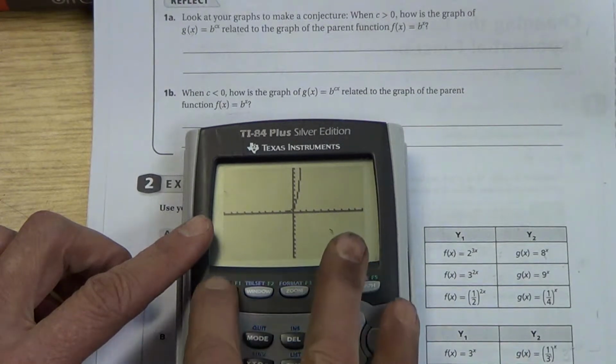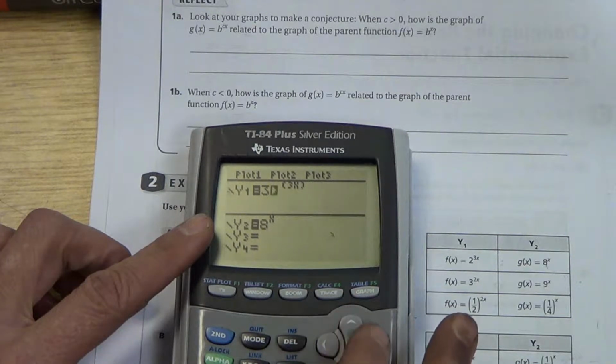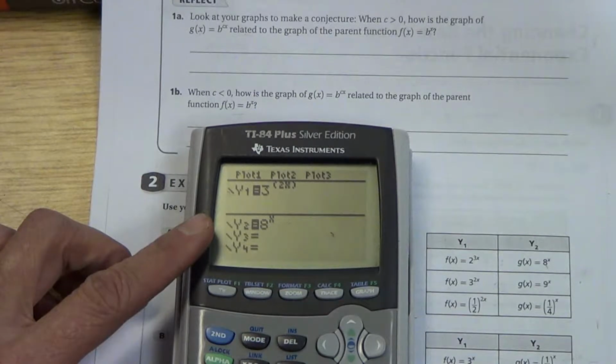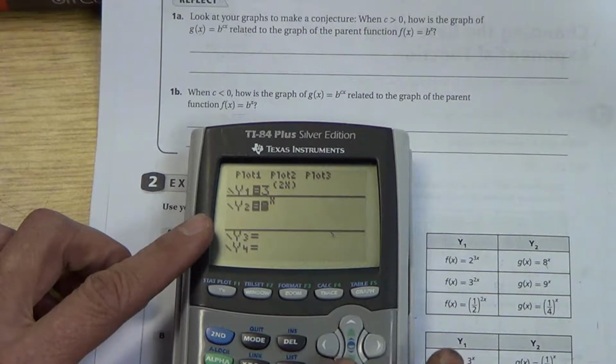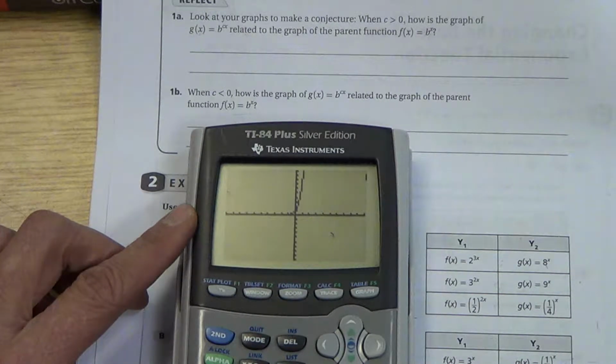Let's go to the next one. 3 raised to the 2x compared with 9. Let's go to the graph. There's 3 raised to the 2x, and again, the 9 to the x is right over top of it.